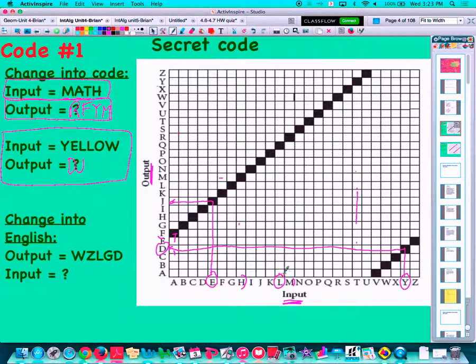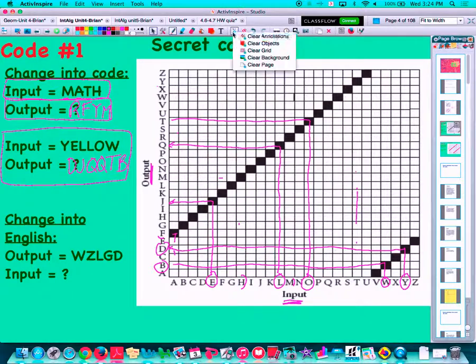L, there are 2 L's, so we'll be able to knock off 2 letters with this one. So find L, go over, and you get letter Q, so D, J, Q, Q, because there's 2 letter L's, so 2 Q's. O, follow it up, and then over it goes with T, and then W, follow it up, and then over, and that goes with B. So the code word for yellow is DJQQTB. Again, it's not supposed to seem like a word because we've put it into code.